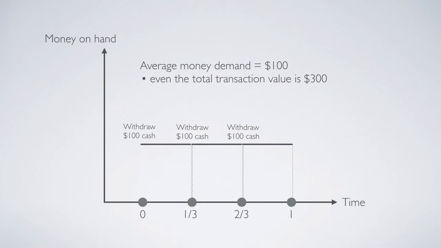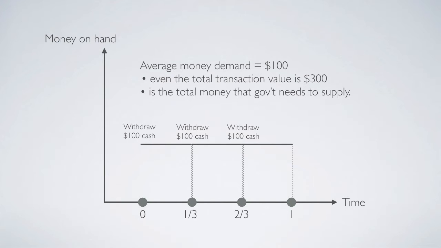You just need to withdraw cash several times. So in this case, he withdraws cash 3 times so that he does not have to hold $300 for the total transaction value. In this example, on average, he only holds $100 for $300 total transaction. Therefore, in this society, the government actually only needs to print $100 of money for the transaction needs. So from here, we can see that the government basically supplies enough money for the average money demand.